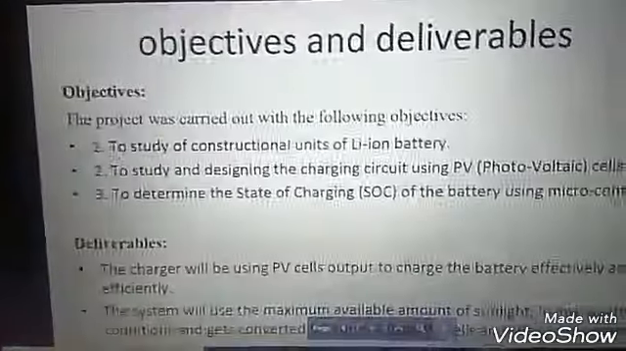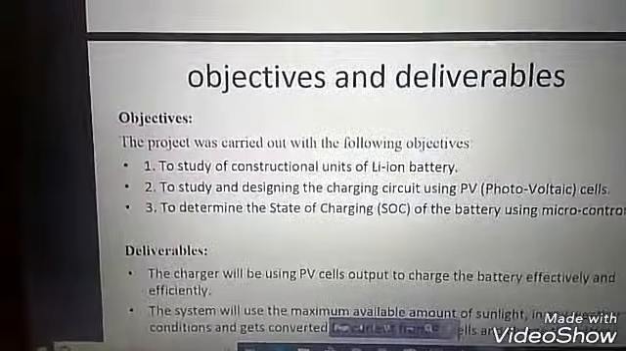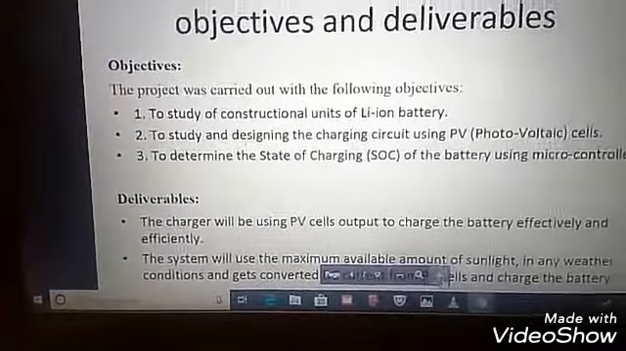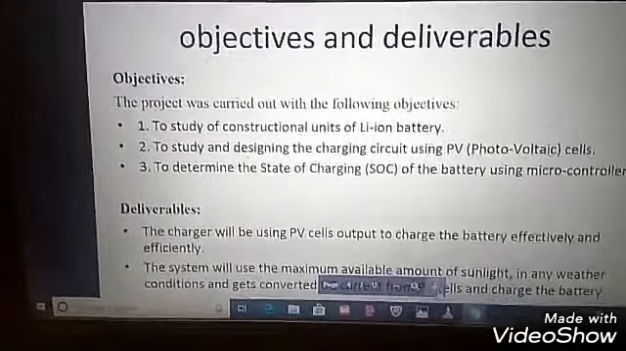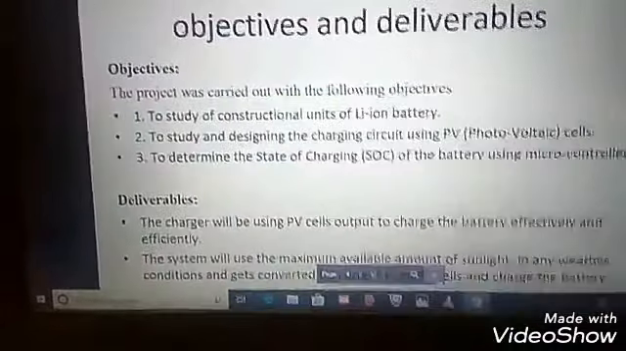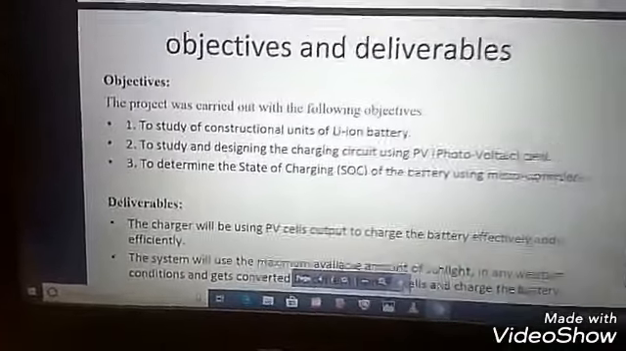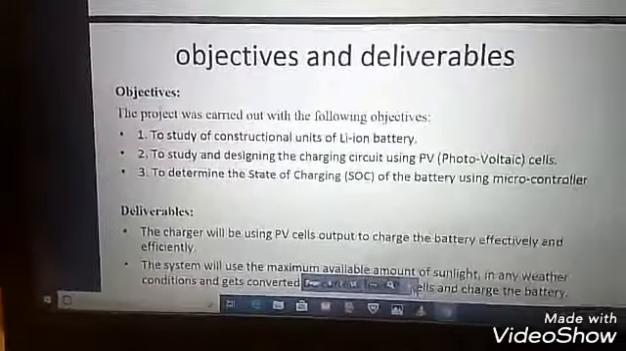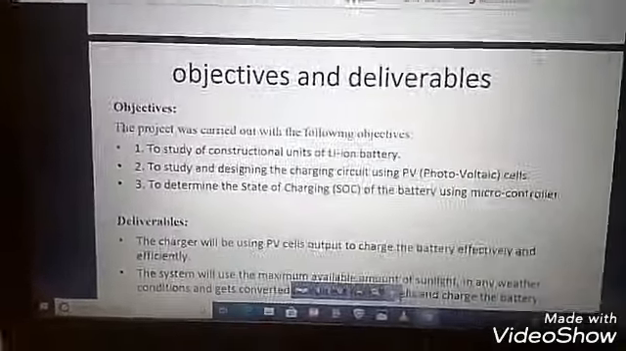The first one is to study the construction of the lithium ion battery, the second is to study and design the charging circuit using this PV cell, and the third is to determine the state of charge, SOC, of the battery using a microcontroller. We have used an Arduino in our project.